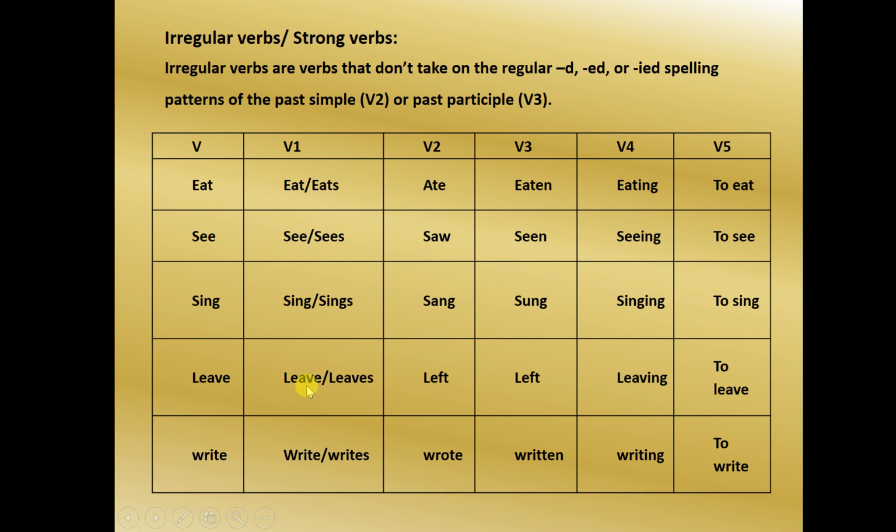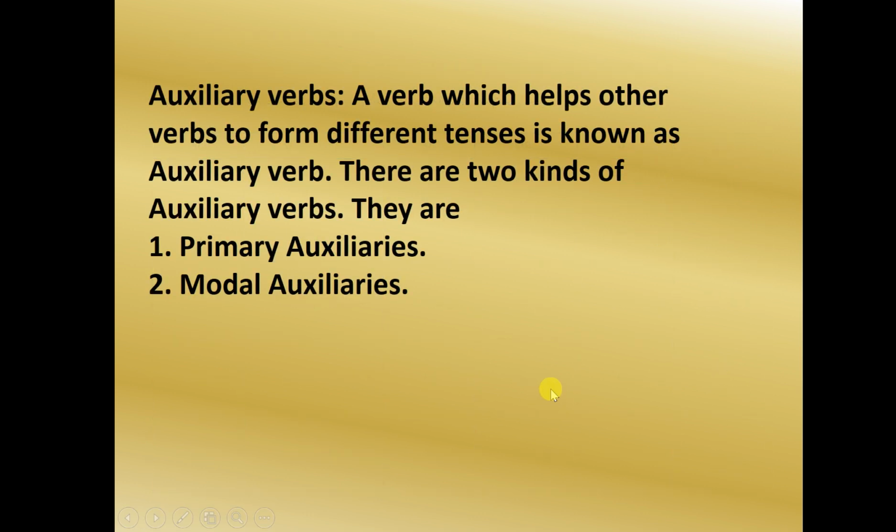Leave or leaves, left, leaving, to leave. Write or writes, wrote, written, writing, to write. These are some of the examples for irregular verb forms.